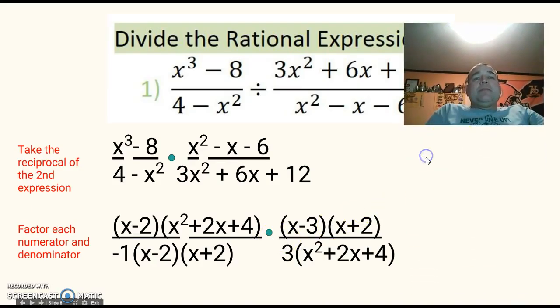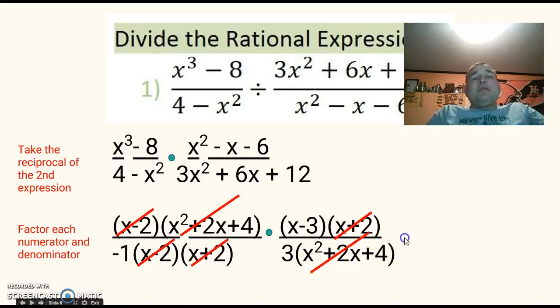Move me out of the way. Next, look for the like factors. X minus 2, x minus 2. What else is like? Yeah, the trinomial. X squared plus 2x plus 4 and x squared plus 2x plus 4. Anything else? Yeah, don't forget the x plus 2's.